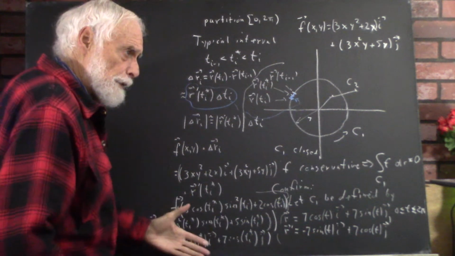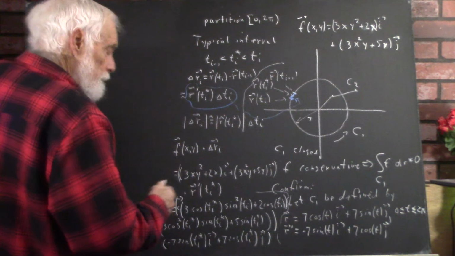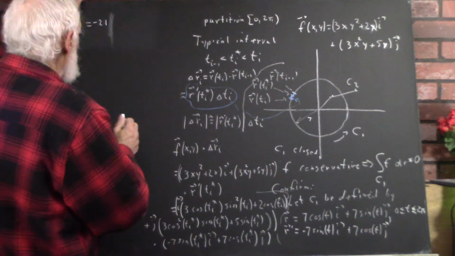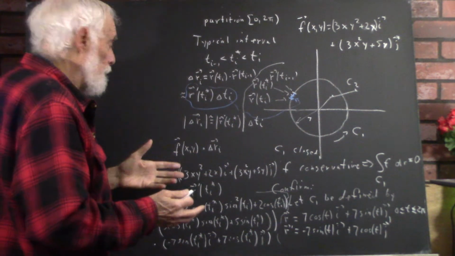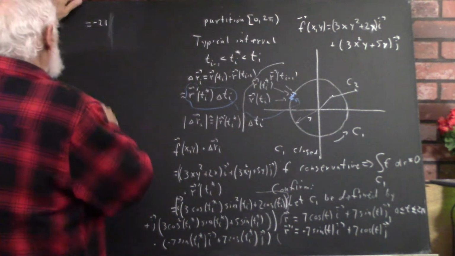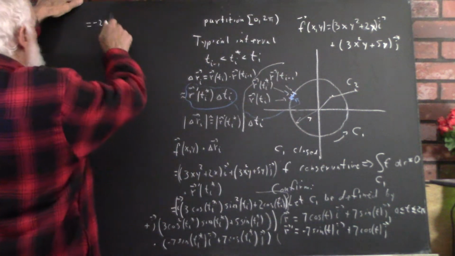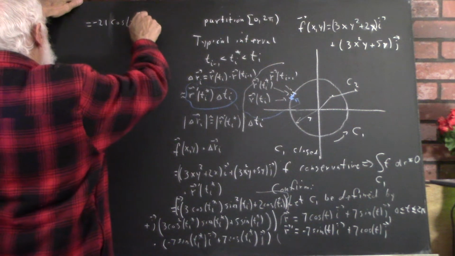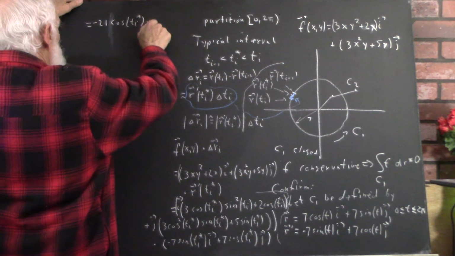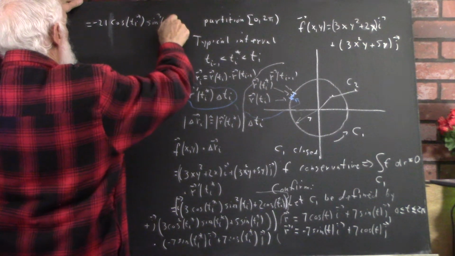It's very clear how we do this dot product. All I have to do is write it out correctly. So think about what I should be doing and scream or something if I do something wrong. So it's going to be, from here we're going to have a negative 21 cosine of ti star sine cubed, right? Yep, of ti star.